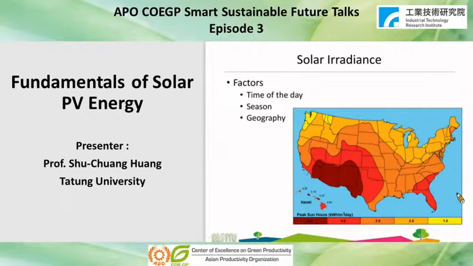So how do we determine the solar irradiation rate? Actually, it depends on the time of day. At noontime, of course, we have stronger irradiance. In the morning or even the evening, the irradiance is weak. It also depends on the season and the geography. So there's a way to describe the irradiance for different locations.